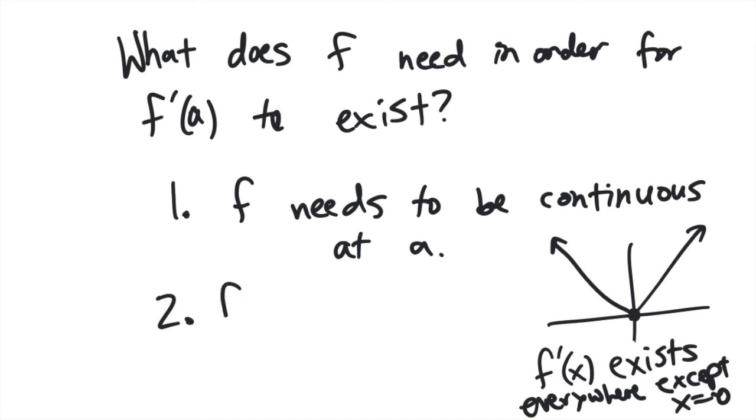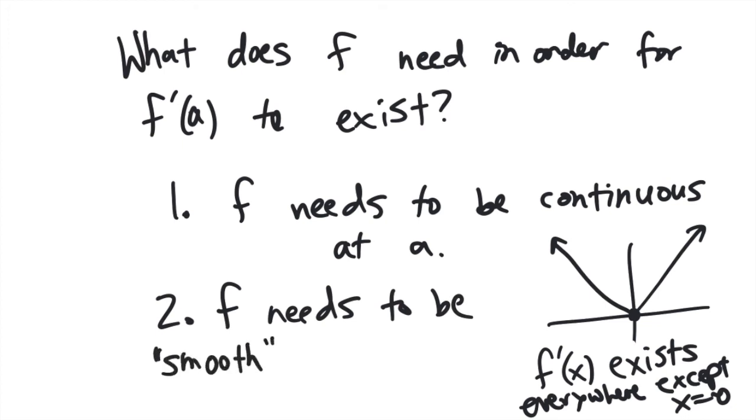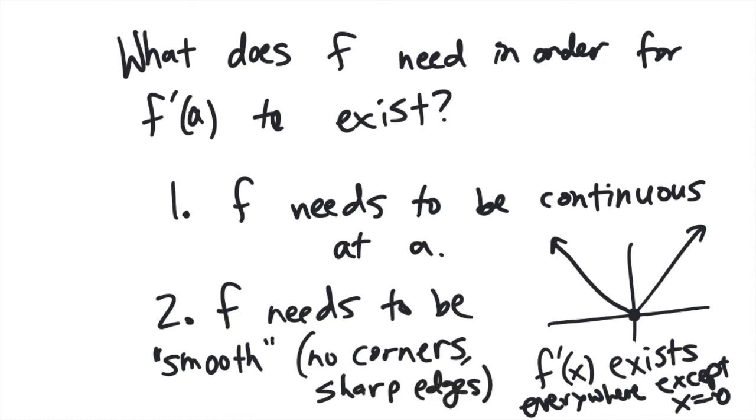Well, I've seen this phrased in a number of different ways. Here's how I'm going to say it. In order for f to have a derivative at a specific point, f needs to be, and I'm going to put it in quotes here because it's kind of an informal term, "smooth." Okay, in other words, no corners, or you could think of it as no sharp edges. No corner points, essentially.